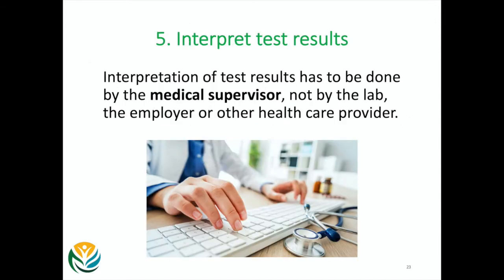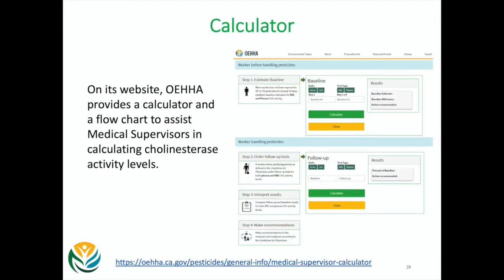The medical supervisor should interpret the test results after they are processed by a state-certified lab. These results should not be interpreted by the lab, the employer, or another healthcare provider. Medical supervisors can use the online calculator and flowchart on the following OEHHA webpage to help them interpret results.